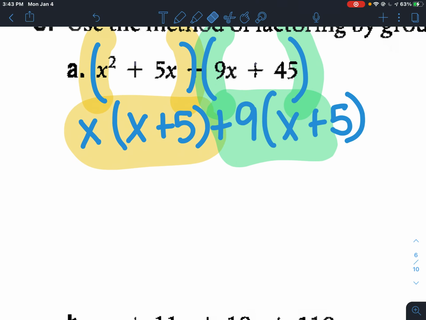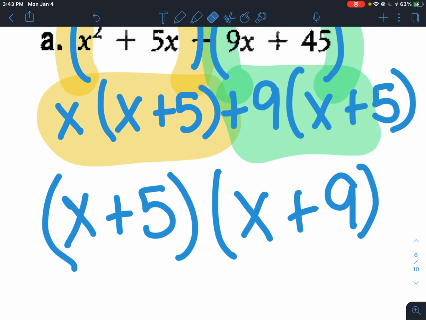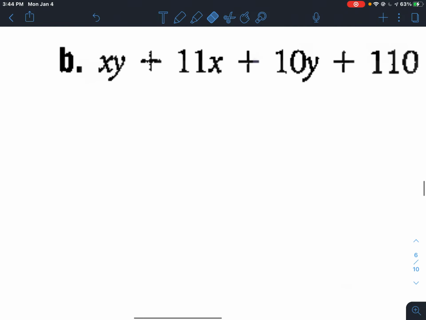Now, from here, it's kind of a jump. So bear with me. We have from the yellow group and from the green group, we have an x plus 5. Okay, so I'm actually going to factor that out. So I'm like double factoring here. I'm going to bring that out into the front. Once I do that, what's going to be left? X plus 9. That's what's left. And that's my final answer. X plus 5, x plus 9.